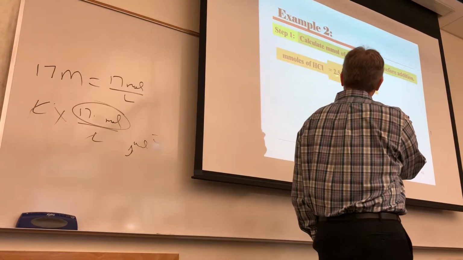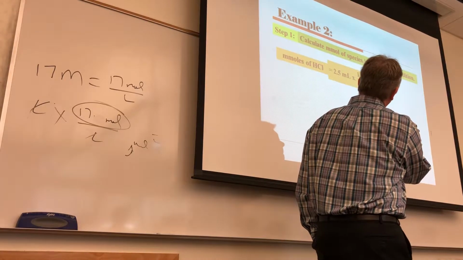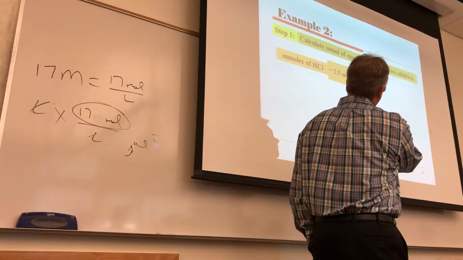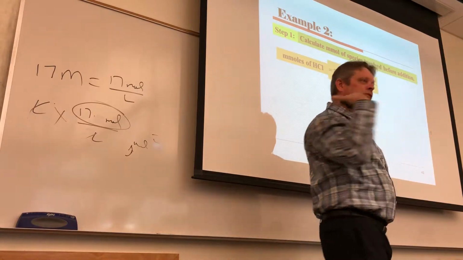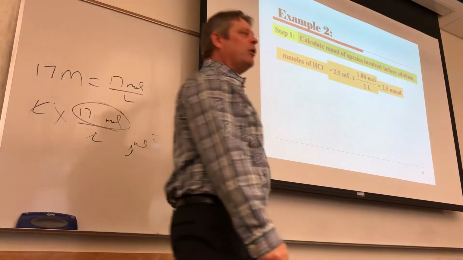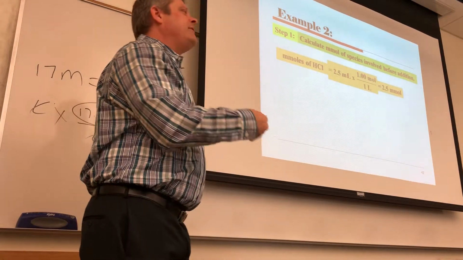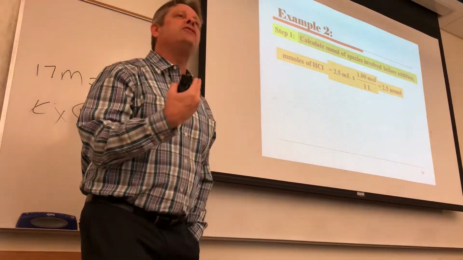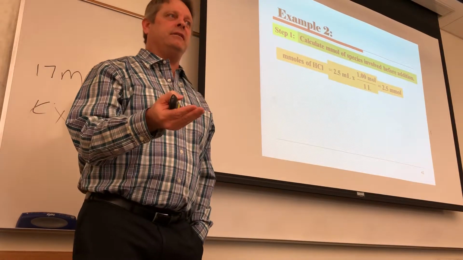I'm starting with 2.5 mils of the HCl. I'm putting it in the 1.0 mole per liter, so that should say millimole per milliliter, as I just described here to make that easy. And that gives me 2.5 millimole. That's the amount of the HCl that I'm putting in. And remember, the HCl is the strong acid.